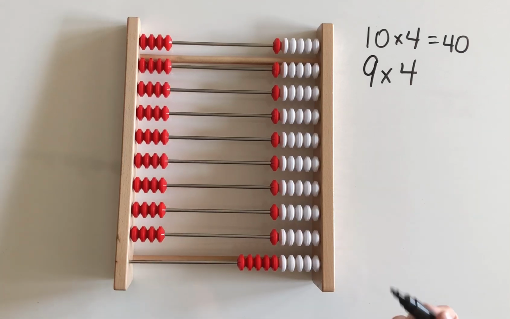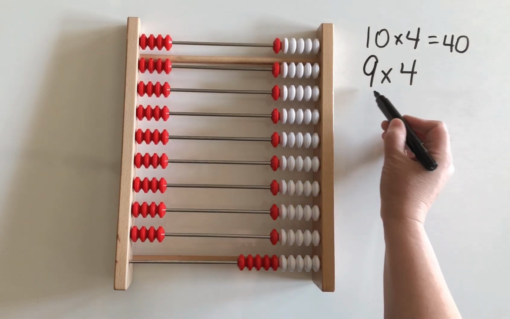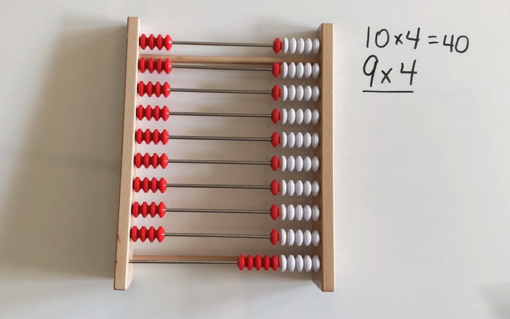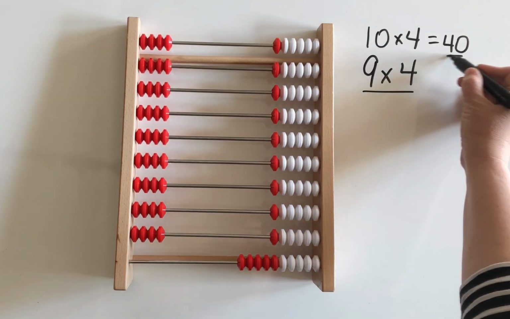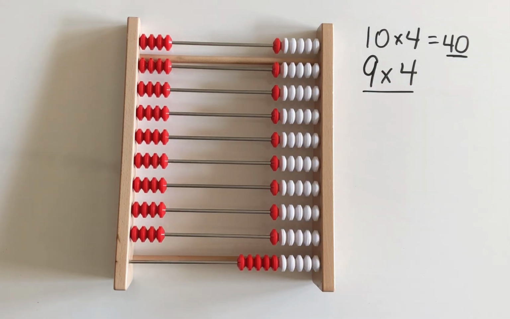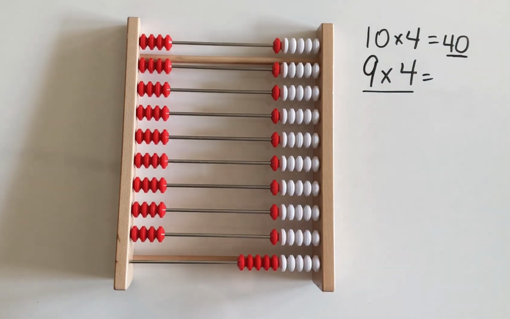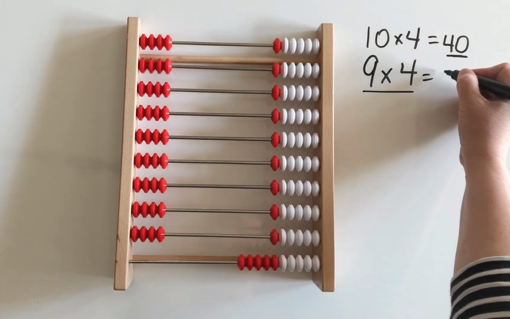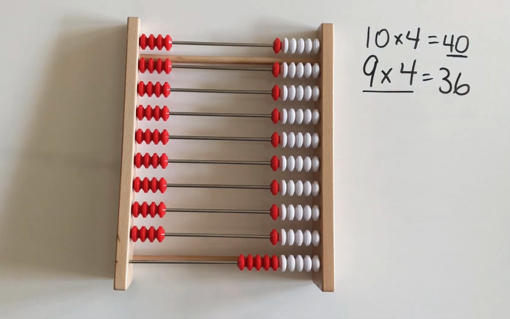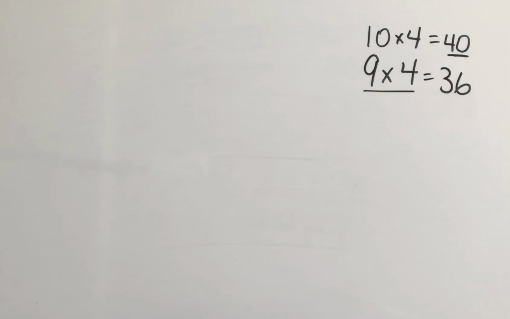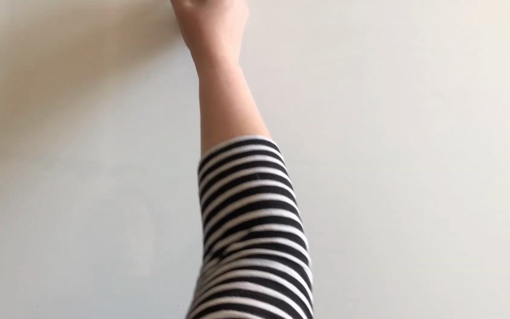So that tells me that all I have to do to figure out the product of 9 times 4 is just take away one group of 4 from 10 times 4. So what is 40 subtract 4? That is 36. So this is a really good strategy for the 9's facts. What we want to do is we want to think about what we know about 10 and then just take away one group. So let's go through the facts.